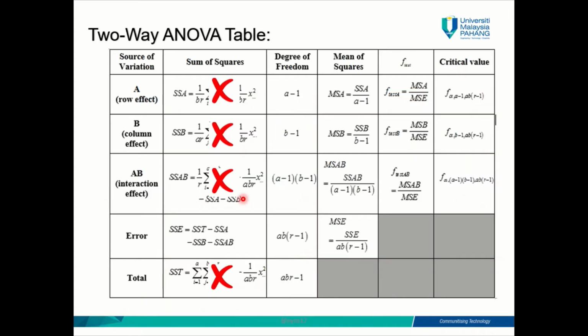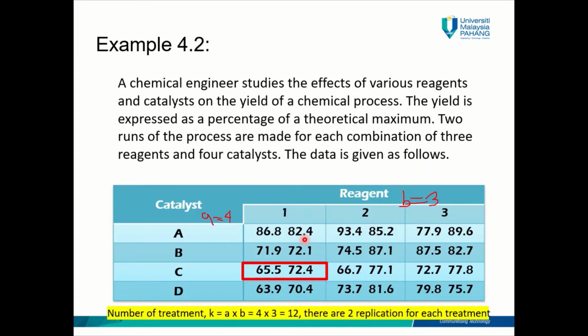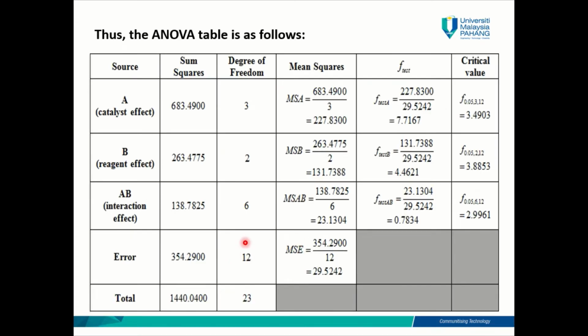And then the fourth degree of freedom is A multiply B multiply R minus 1. Try to recall. What is R just now? R is equals to 2 because there are 2 data collected for each treatment. So A is 4 multiply by 3 multiply by 2 minus 1. So, 4 times 3 times 1. So, that will give you 12.